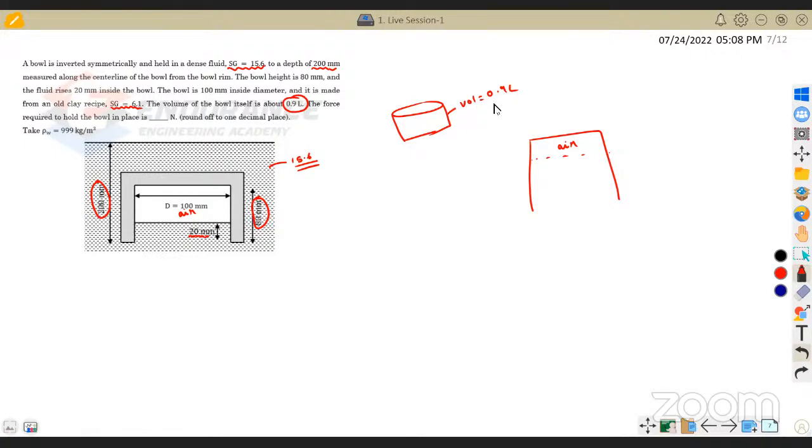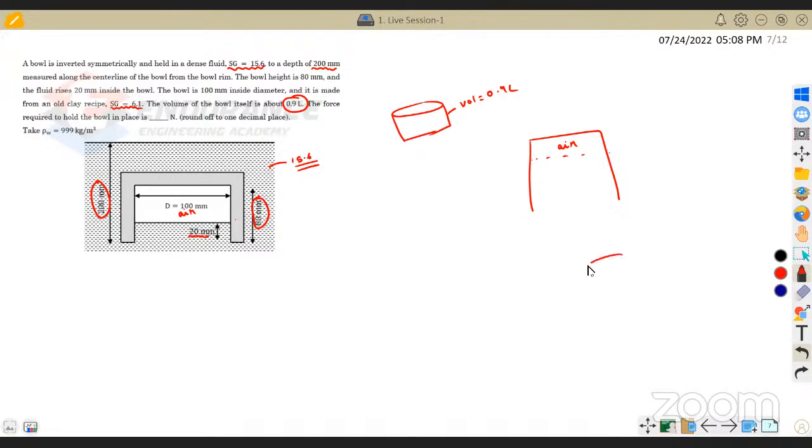See, you need to understand the difference. This volume is not stating the volume of the air or the volume of the liquid inside. It is just stating the volume of the bowl material. If you see the 3-dimensional figure, this will have a volume, right? Here it is just 2-dimensional, but the thickness of this particular bowl is going to have some volume, and that volume they have given as 0.9 liter. You need to understand the difference.